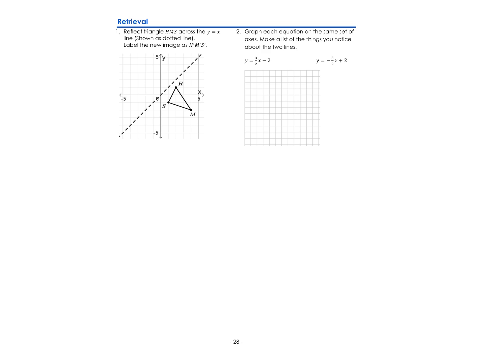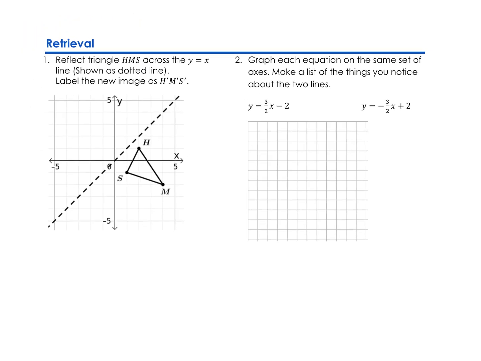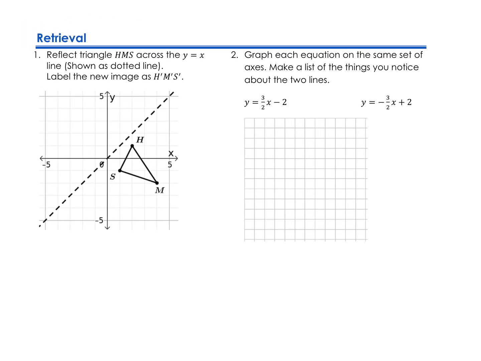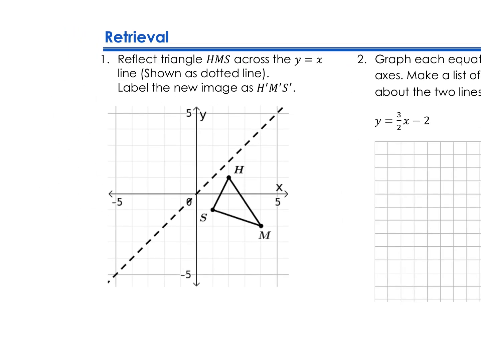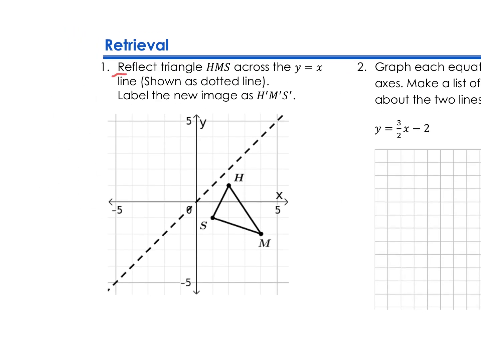There's a couple other things we're going to practice here in this lesson in the retrieval problems. So I'll go over those real quickly, and you'll have that so you can do your assignment. All right, so we have, first, let's review going back to last unit, how we reflect this triangle HMS across the line y equals x.